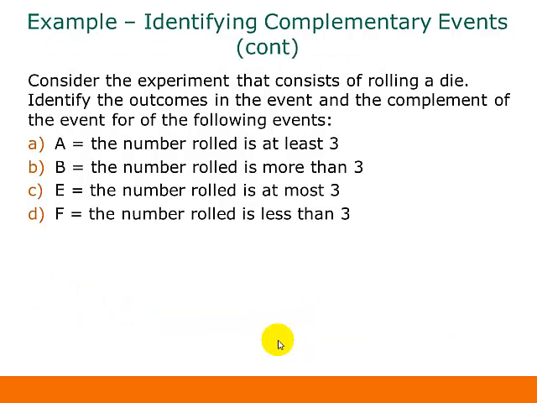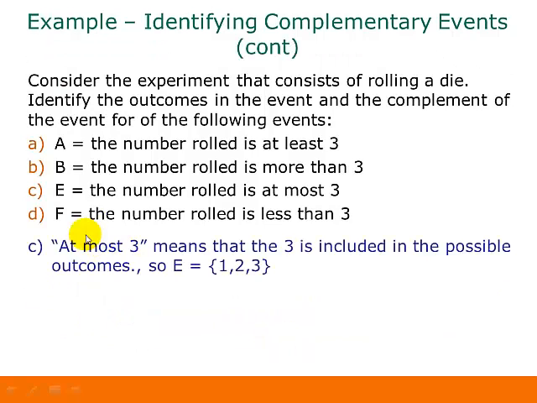Now let's look at parts C and D. So for C, we're defining the event E as that the number rolled is at most 3. At most 3, again, means that the 3 is included in the possible outcomes. So we're taking everything up to and including 3. So our E would be the set 1, 2, 3. And the complement of E would be the set 4, 5, 6.